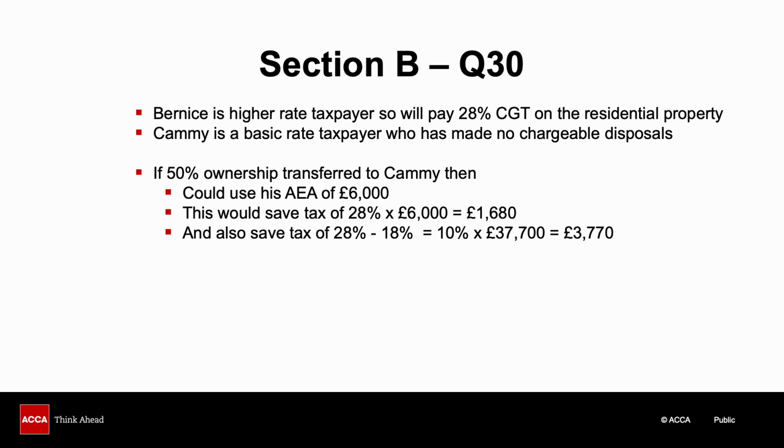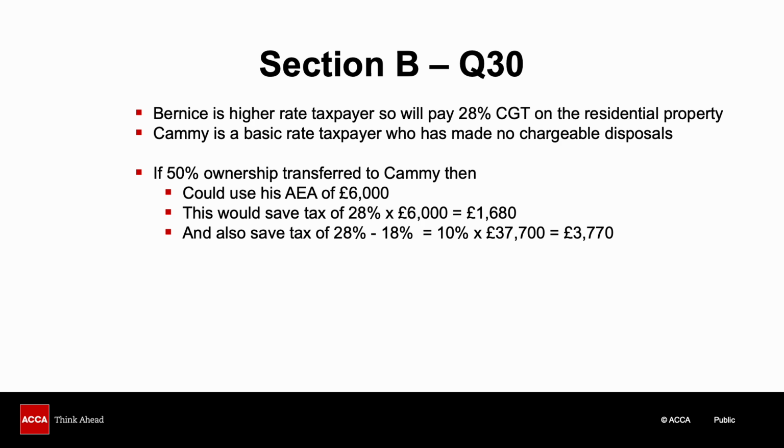Therefore, we've got 2 things that can save tax if we transfer 50% of the ownership over to Cami. He could use his annual exemption of £6,000. That's going to save tax at 28% of 6,000, because if we don't do that, Bernice would have been paying 28% tax on that £6,000, but Cami can get £6,000 of the gain at 0. So that would save us £1,680 of tax.